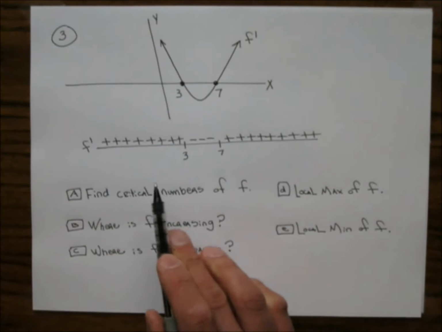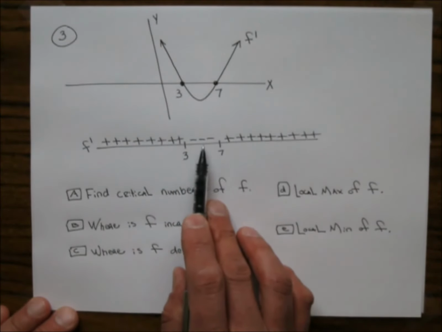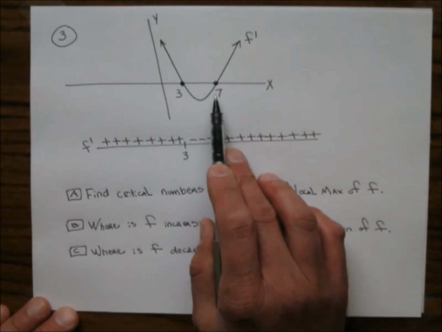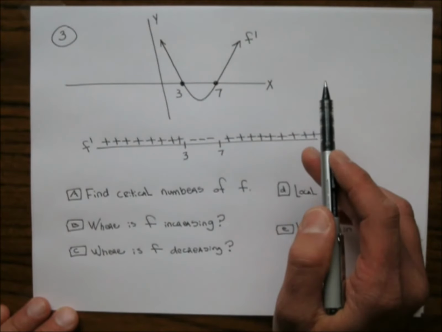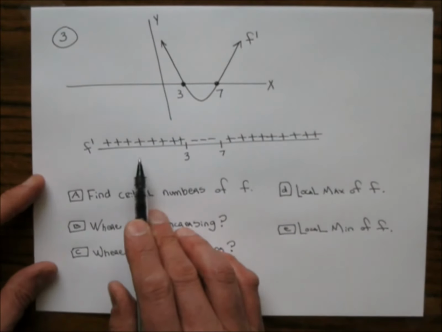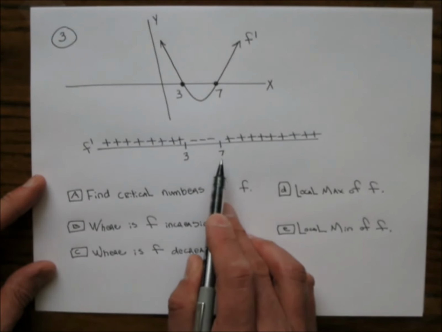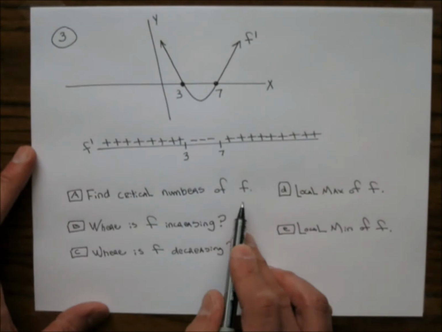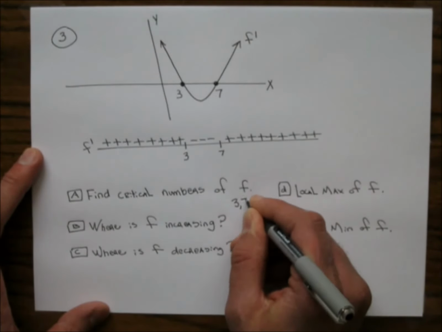And look what we have here. The original graph of f is going up, then down, then up. That's not saying something about this graph, it's saying something about the graph of the original f, which we don't know what it is. We also see that these guys right here, 3 and 7, are the critical numbers. So when they ask us to find the critical numbers of f, we can see that they are 3 and 7.